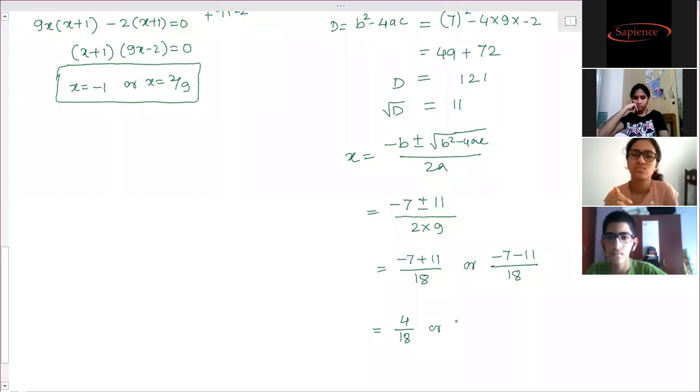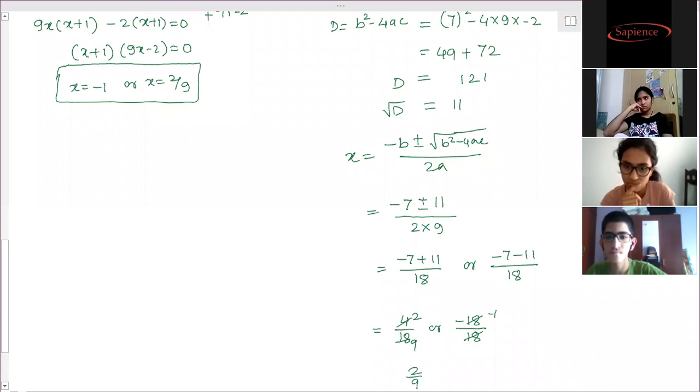This is 4 by 18 or minus 18 by 18. So 2 2s are 4, 2 9s are 18. And here it is minus 1. So we'll get one value as 2 by 9 or another value as minus 1. Clear?